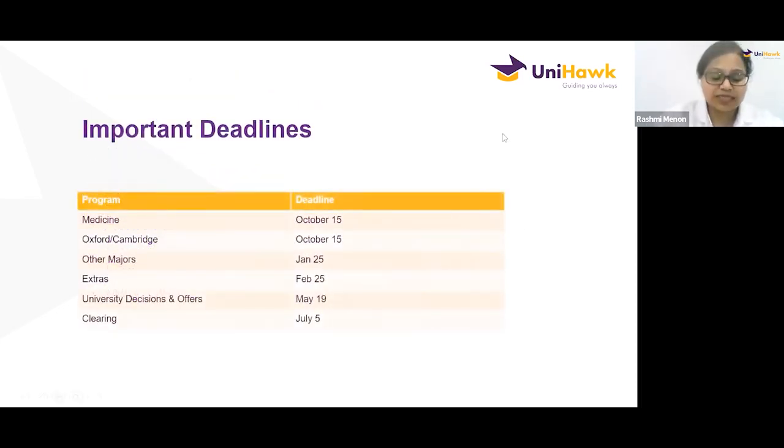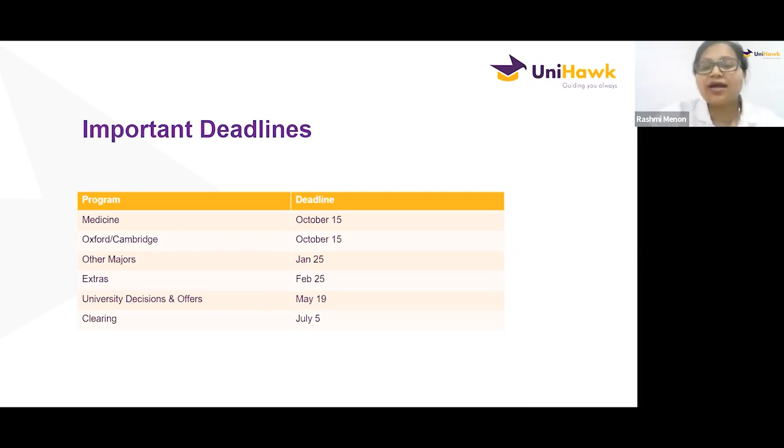Now, some of the most important deadlines you want to keep in mind. If you are applying for medicine, or if you have applied to the Oxbridge, which is Oxford or Cambridge, then the deadlines are, of course, the October 15th of every year. For all the other majors, you are not too late, and the deadline would be Jan 25th. The sooner you apply, the better it would be, because these seats do fill in quite quickly, especially being an international applicant. You want to make sure that your application goes in on time.